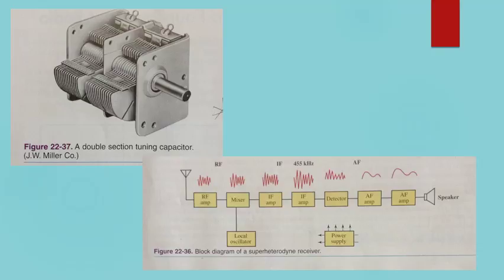The IF output is then amplified by two stages of voltage amplification and fed to the detector. The detector output is an audio frequency voltage. It is amplified enough to operate the power amplifier and speaker. The waveforms at each stage are shown in figure 22-36.